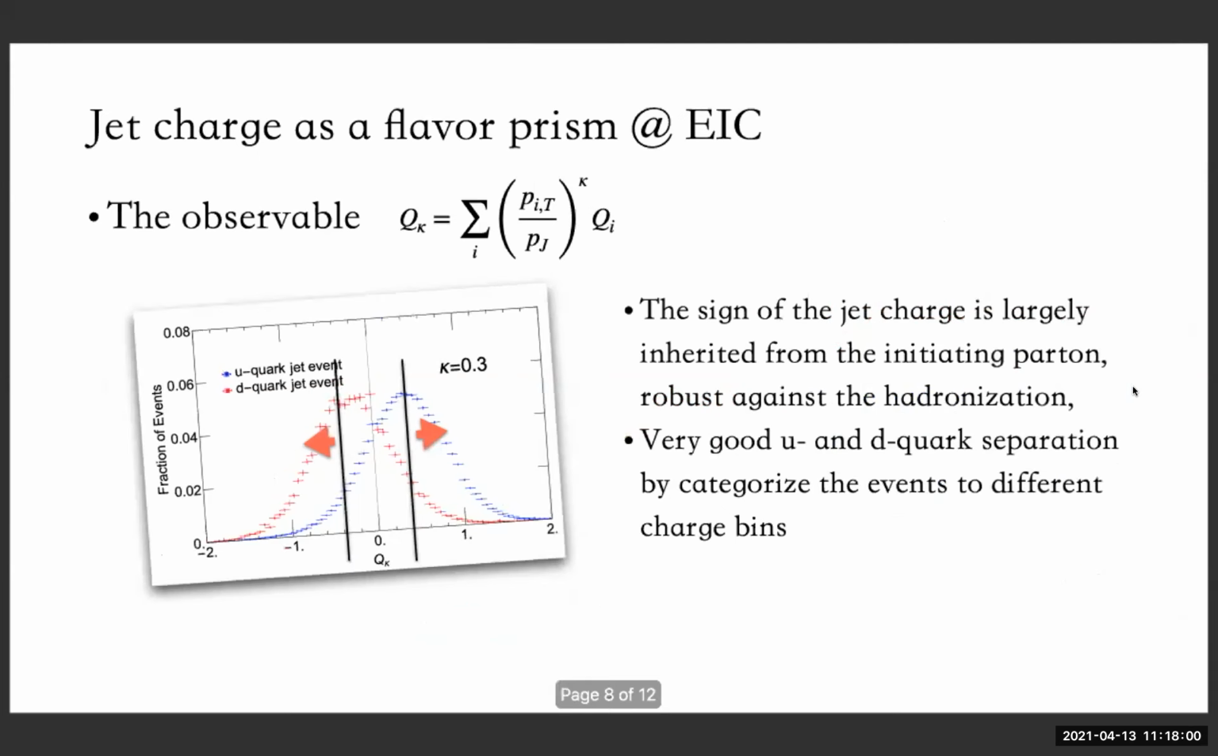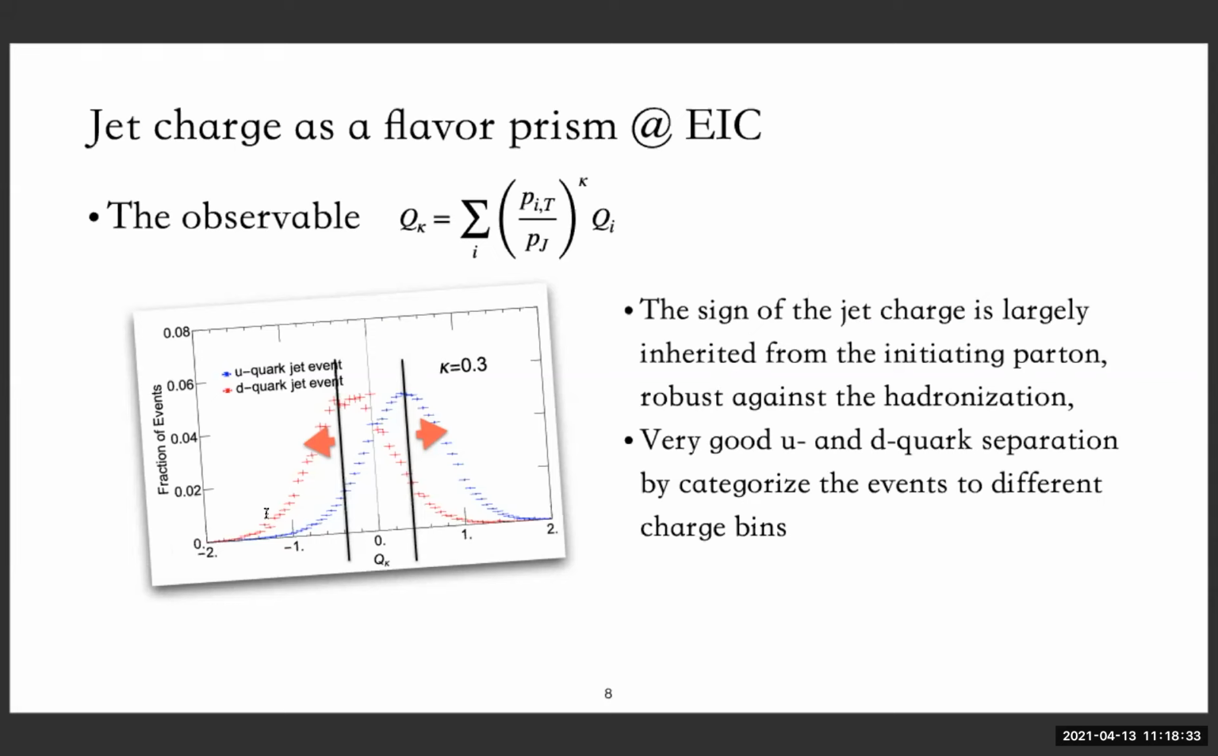So these studies suggest that the sign of a partonic charge is largely inherited by the jet from the initiating parton. The jet information, especially the sign of the charge, is robust against hadronization. And from this event fraction of the jet charge, we notice that we can realize very good U and D quark separation by just dividing the events into different charge bins.